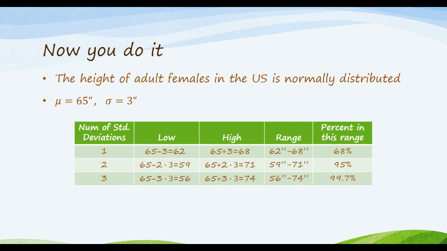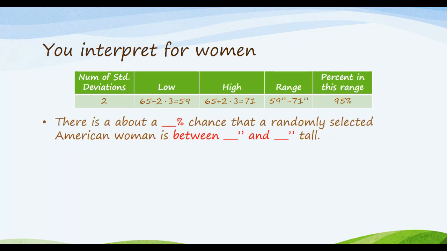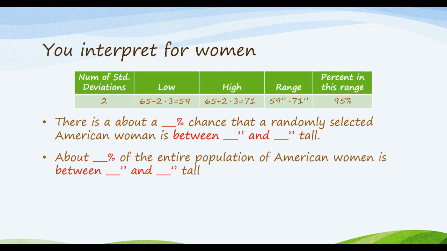All right, so we're almost done here. So we have that all filled out. So now we're just looking here, another way to help you interpret. If we're looking at 2 standard deviations, then that's 95% of the data. So we'll fill in those blanks. If you guys want to pause it and fill in what you would say, you can pause it here.